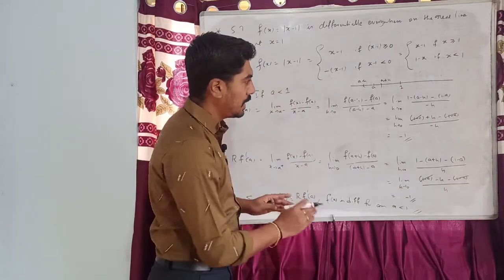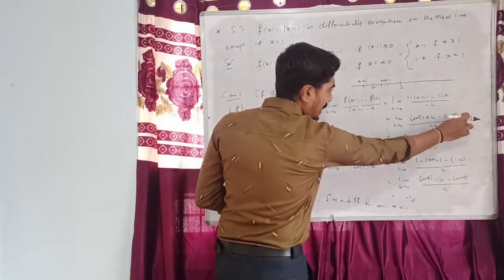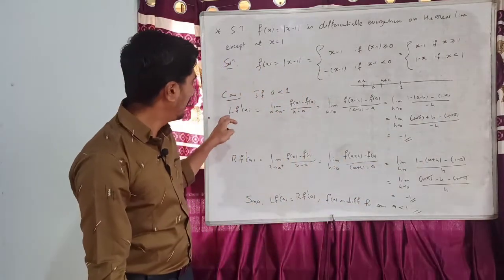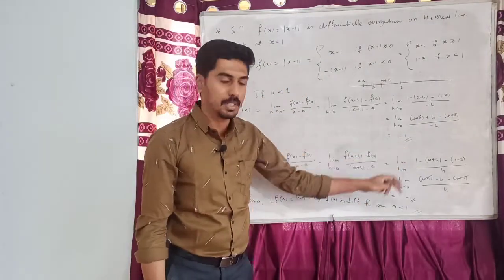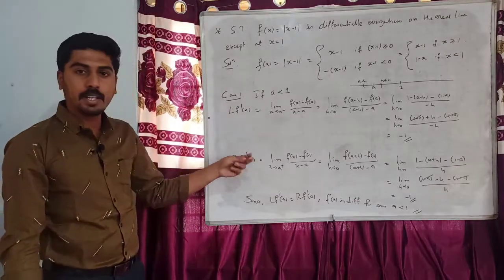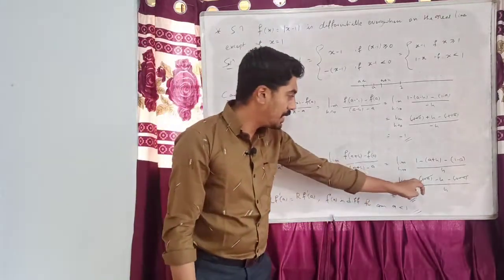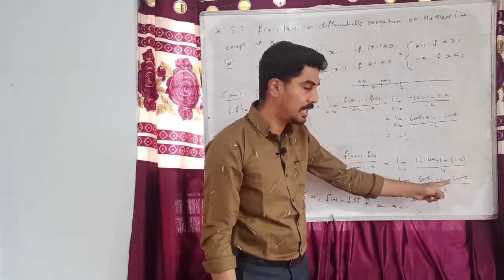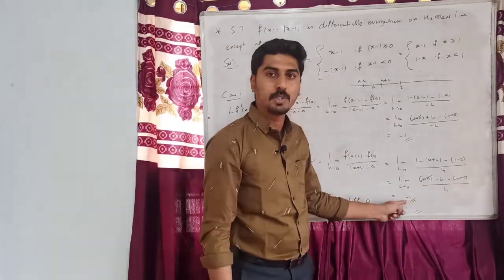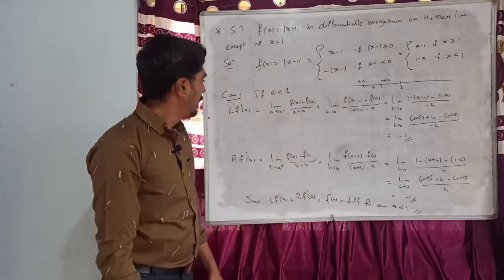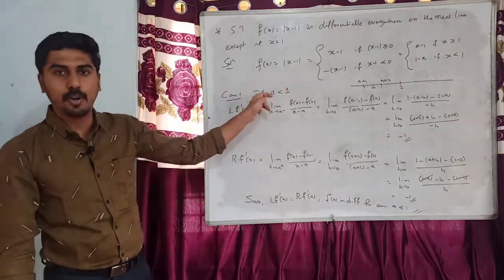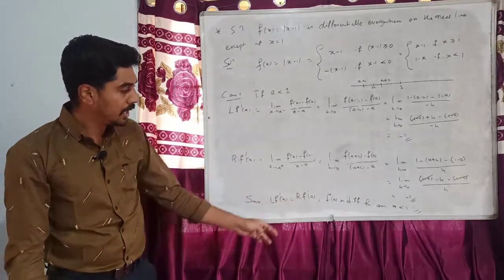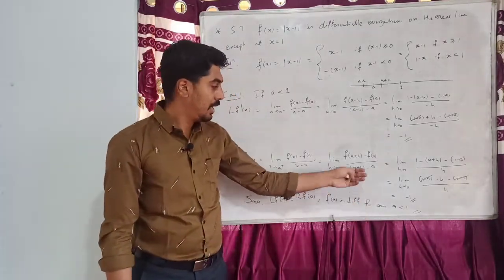So what happens here is 1 minus a and 1 minus a get cancelled, and h by minus h will be equal to minus 1. So we get the left hand derivative as minus 1. Similarly, when finding the right hand derivative, 1 minus a and 1 minus a get cancelled, minus h by h gets cancelled, and we get minus 1 again. So at this point, the left hand derivative is equal to the right hand derivative, therefore the function is differentiable at any point less than 1.